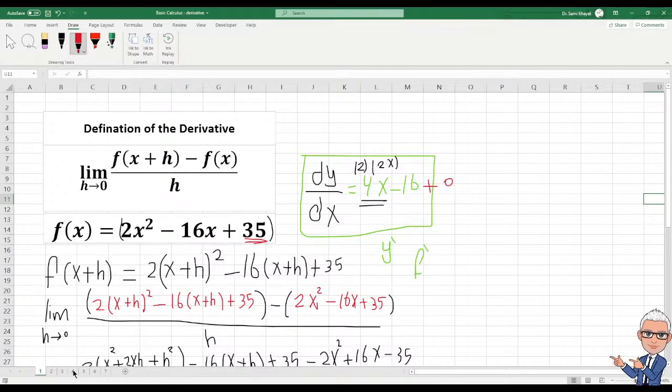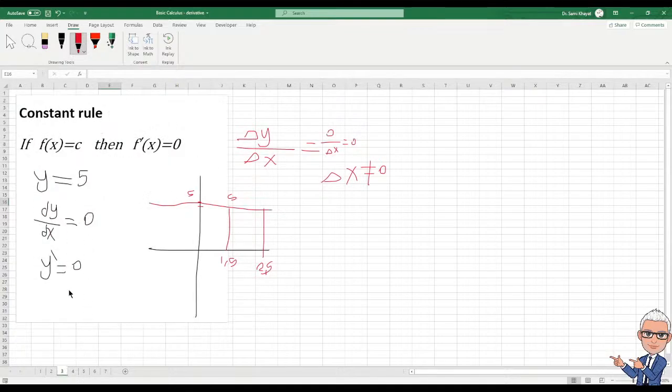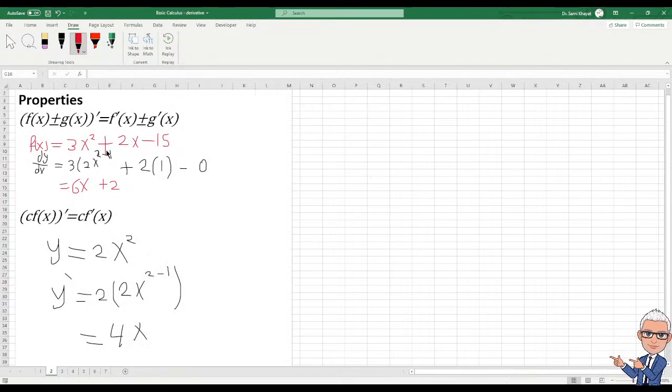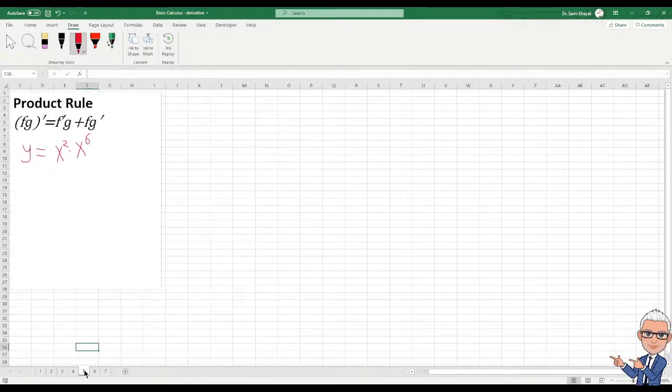This one will work only if we have plus or minus, not multiplication or division. Now let's go to the product, meaning if I multiply two functions by each other, the story is different.